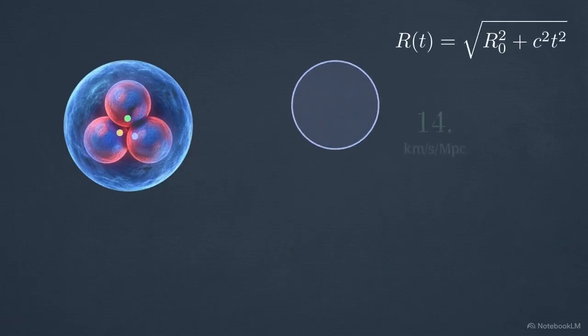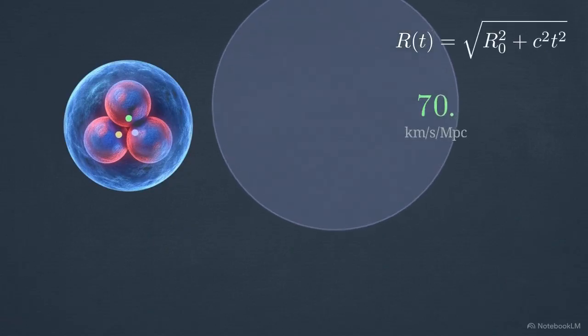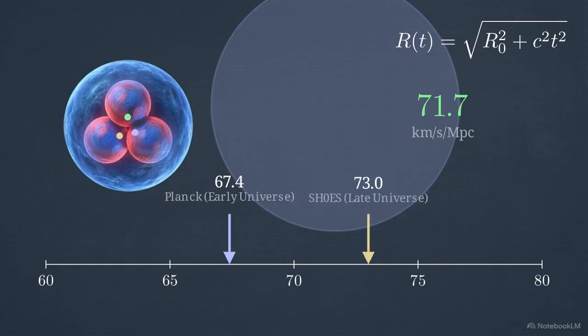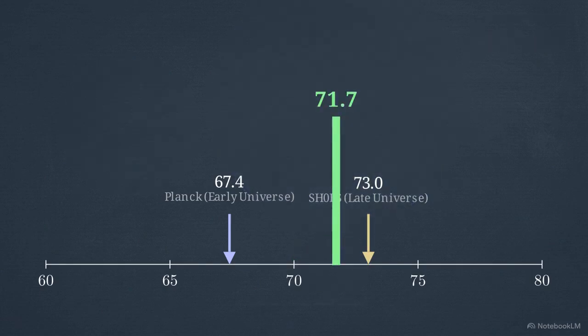Applying that nuclear-derived constant to the expansion equations yields a predicted Hubble parameter of exactly 71.7 kilometers per second per megaparsec. This maps the current Hubble tension. On the left, the early universe Planck measurement stands at 67.4. On the right, the late universe SHOES measurement sits at 73.0. The theoretical value of 71.7 lands precisely between these two conflicting measurements.